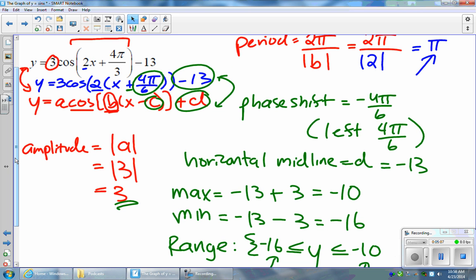So the key with this question, for any question, is to always make sure that your b value is factored out. You can see that by looking at your argument and seeing whether there is only one set of brackets. If there's only one set of brackets, you need to create another set of brackets by factoring out the b. All right, and that's it.